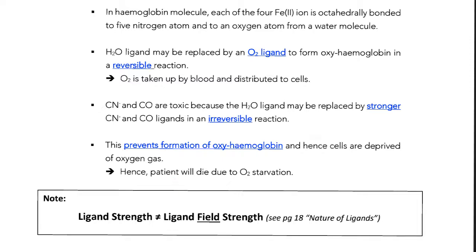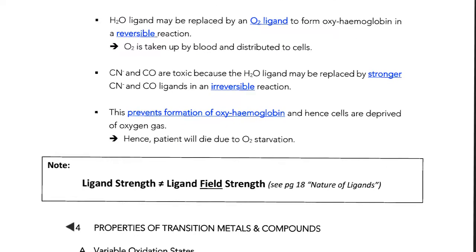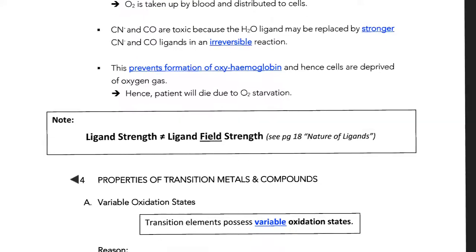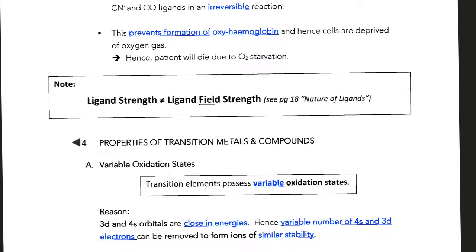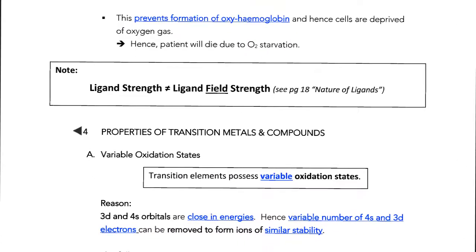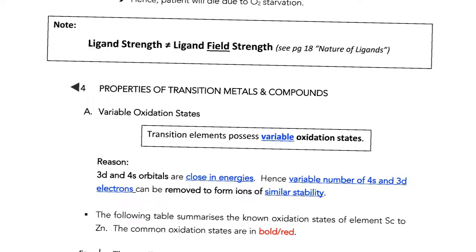Okay, but let me continue on and talk about the properties of transition metals and their complexes. Obviously, the transition metals can still gain or lose electrons, so even in complex form, they can have variable oxidation states. Why? Because the 3d and 4s orbitals are very close in energy, so they can lose a variable number of electrons to form various ions or complexes of similar stability.